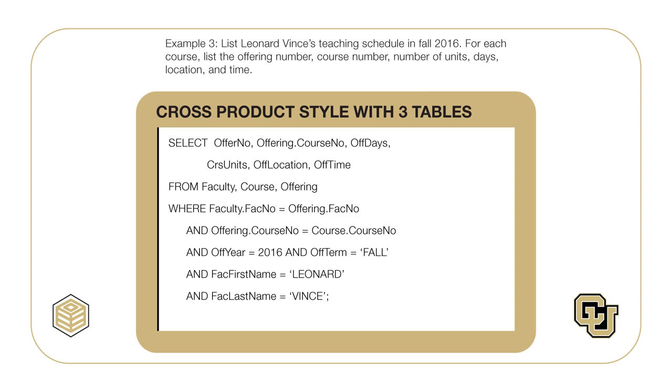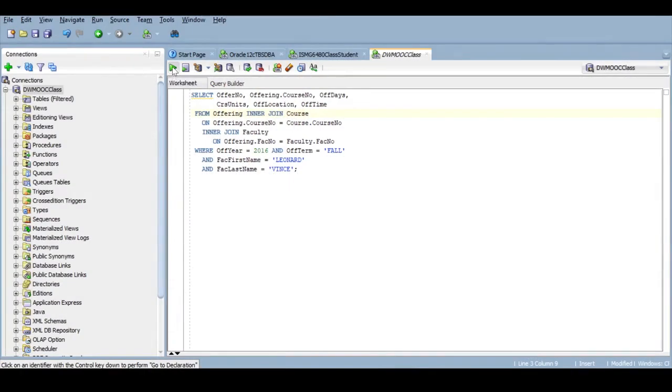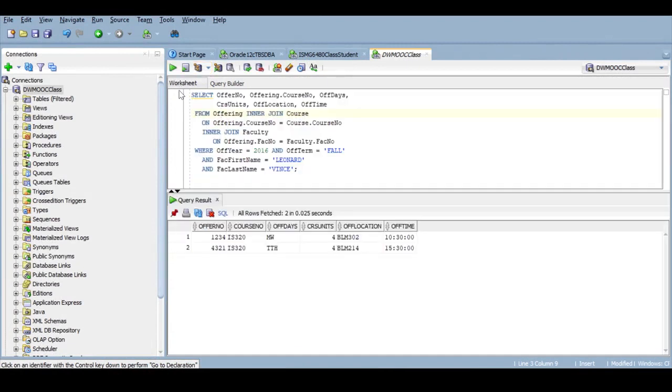Omitting a join condition is a serious error causing both incorrect results and high levels of resource consumption. Let's execute example 3 using the Oracle SQL Developer. Note that the result contains 2 rows. I want you to note another subtle aspect of example 3.